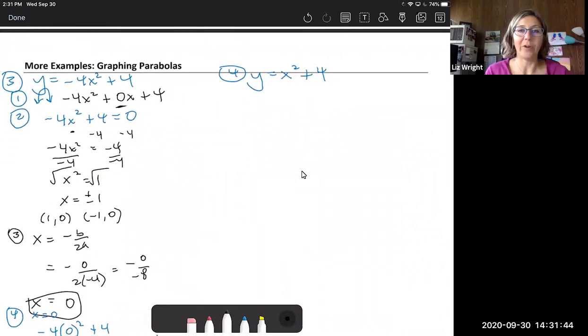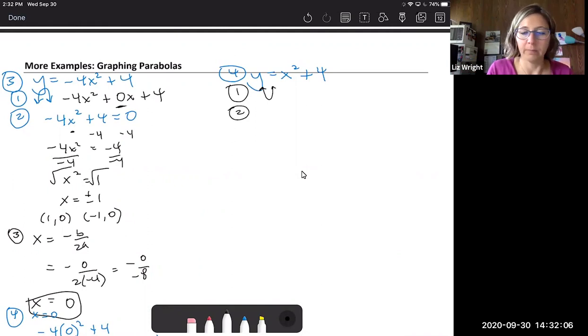And then we've got our last example. Step 1, which way? Opening up or opening down? Should be opening up. That's a requirement for you to go. Opening up.